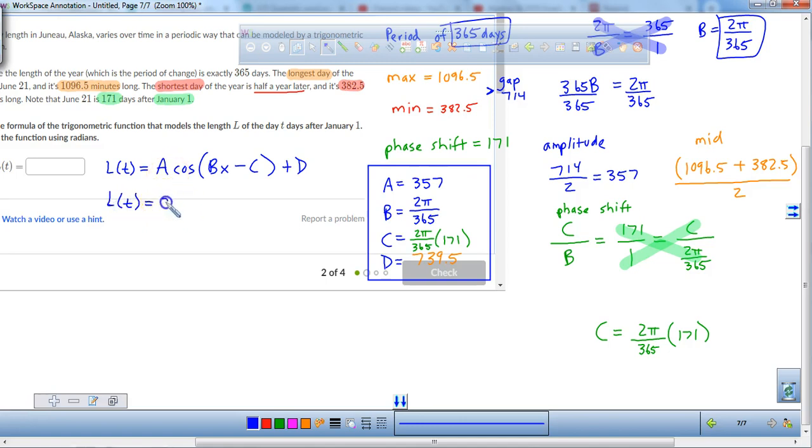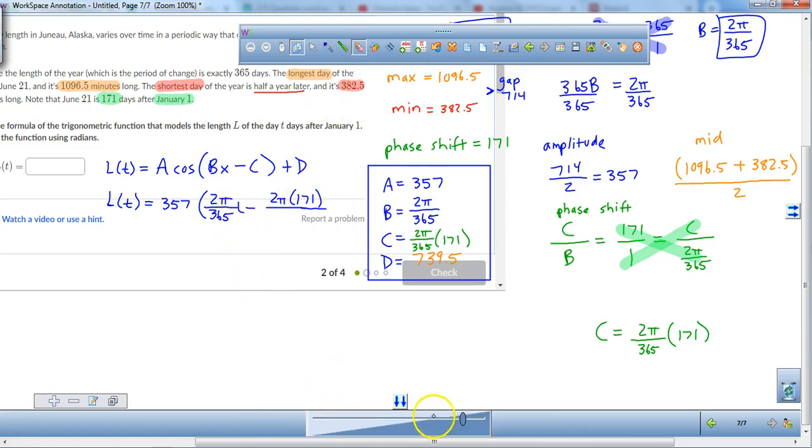My A value is 357, so I'm going to put 357. Now, my B value is 2 pi over 365. So I'm going to put 2 pi over 365 times, my C value is 2 pi times 171. Oh, I forgot to put an X right here. Sorry, my apologies. Actually, it's not going to be X. It's going to be T.